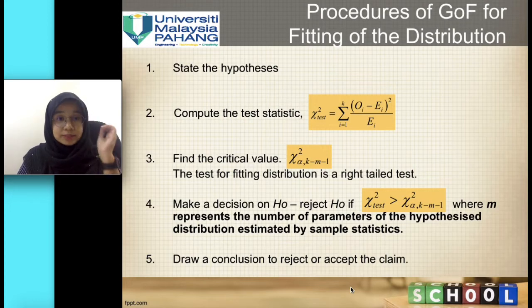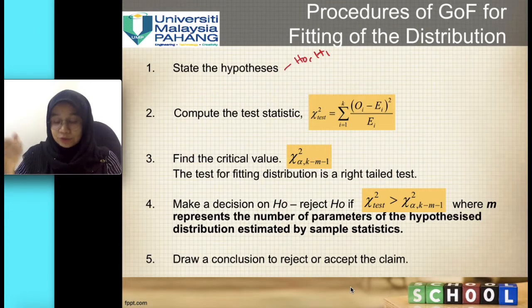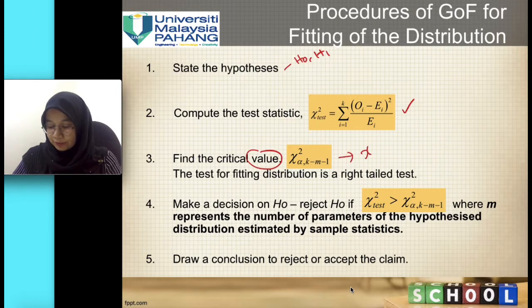Step number 1, still the same, your H null and H1. Step number 2, same. In the goodness of fit test, we will use the chi-square test. This is the formula for the chi-square test. Step number 3 is the critical value. So you notice here, for the critical value we have chi-square alpha, the significance level, and then K minus M minus 1.